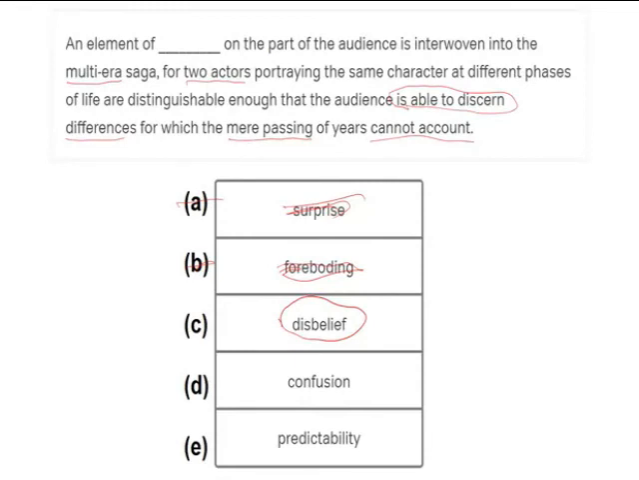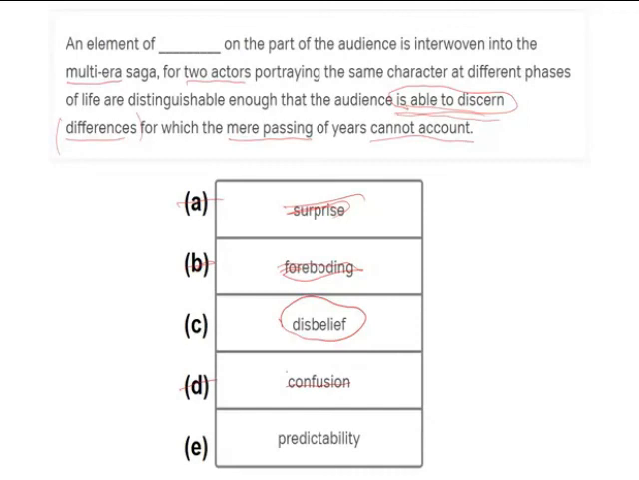Confusion. Confusion seems good at first because you're thinking, hey, the audience is looking and they're like, oh, I thought I was supposed to be seeing one character growing older, but I feel more like I'm seeing two actors. But confusion doesn't really fit with what the sentence is saying because the audience is seeing two different actors, but they understand why. They're able to discern. They have understanding that these actors look a little too different, and that's why things seem a little bit strange. So they're not confused. They know why this is happening. So confusion doesn't really work.